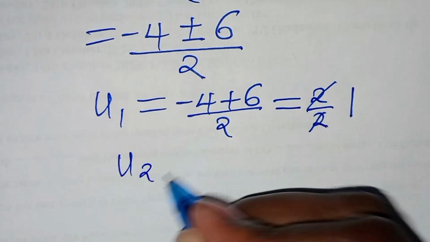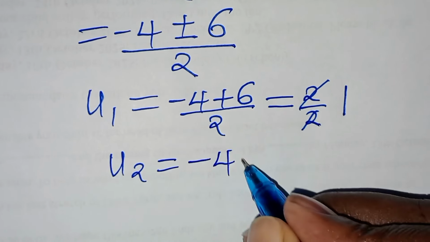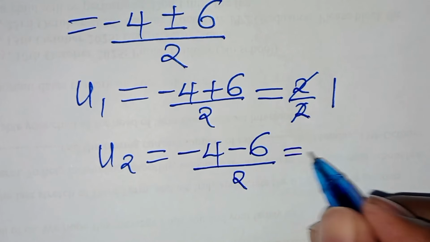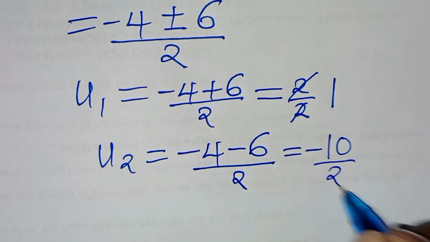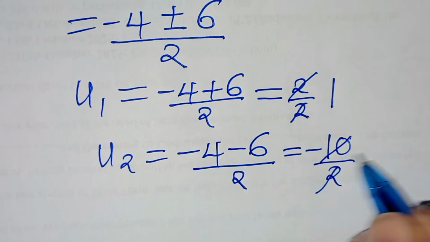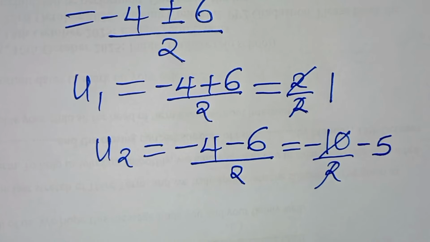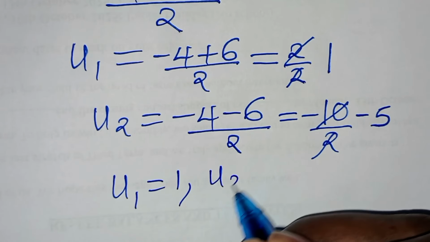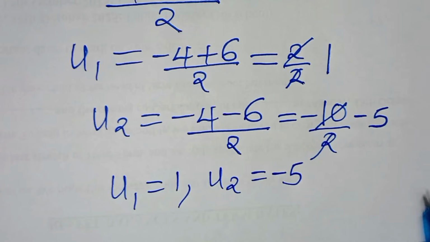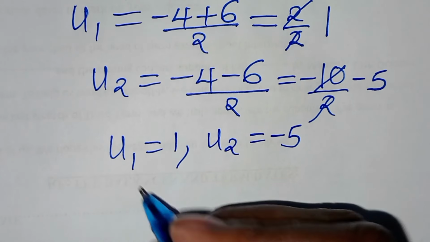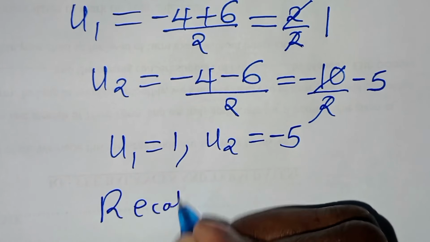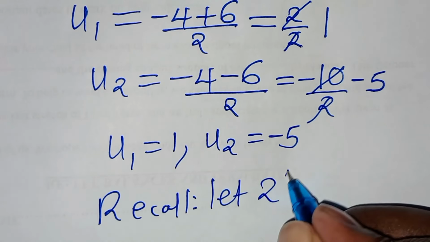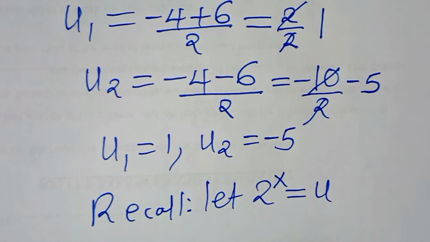Then we have that u2 is equal to minus 4 minus 6, everything divided by 2. So this is equal to minus 10 over 2. This implies that u2 is equal to minus 5. So we have u1 equal to 1, u2 equal to minus 5. Now, if you recall from here, we are saying that let 2 to the power of x be equal to u.